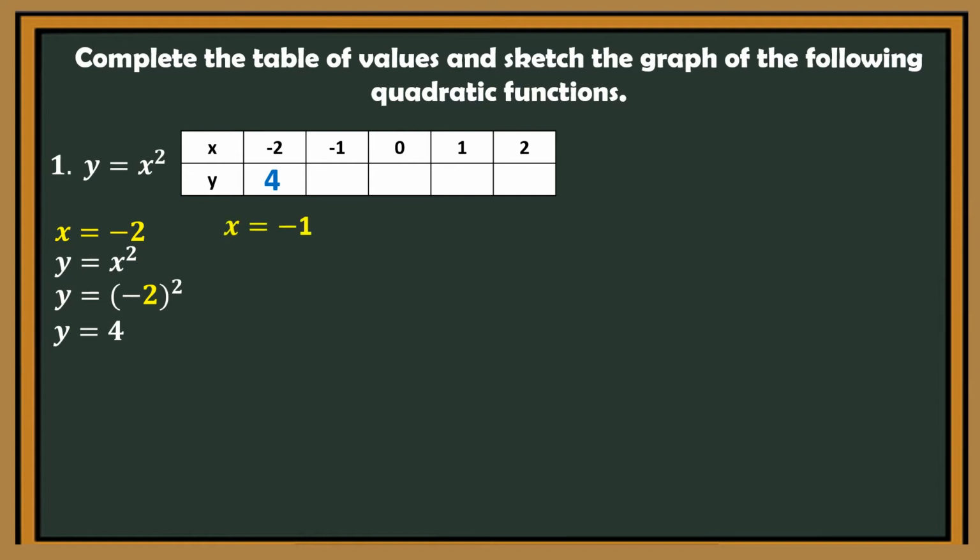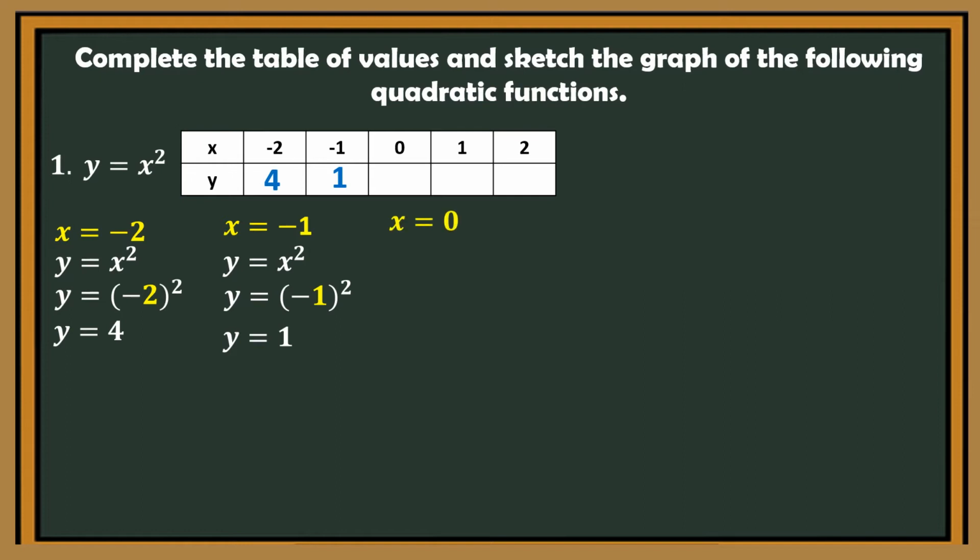Next is, your x is equal to negative 1. So, kapag ang x natin ay negative 1, ano daw ang magiging value ng y? Let us use again the original equation. Y is equal to x squared. By substitution, y is equal to negative 1 squared, and negative 1 squared, that is negative 1 times negative 1, therefore, that is positive 1. So, y is equal to positive 1. Lagay natin sa table.